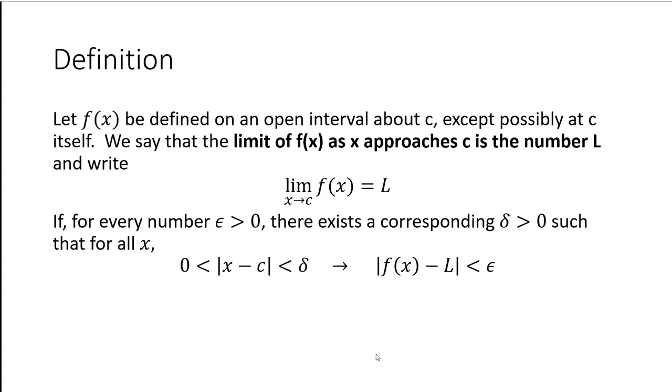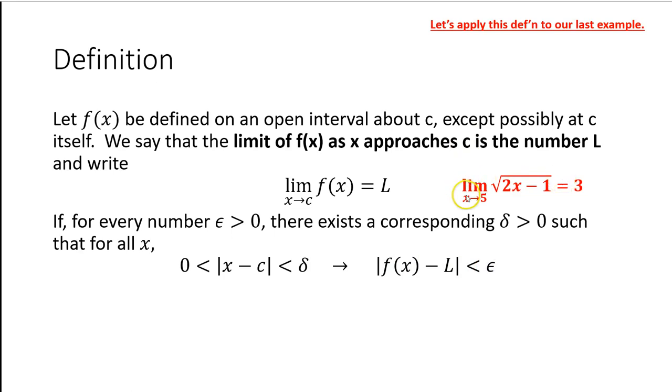So let's see what we're leading up to. This should be very, very familiar to everybody. Let f of x be defined in an open interval about c, except possibly at c itself. We say that the limit of f of x as x approaches c is the number L, and we write the limit as x goes to c of f of x equals L, if for every number epsilon greater than 0, there exists a corresponding delta greater than 0, such that for all x, 0 less than the absolute value of x minus c less than delta implies the absolute value of f of x minus L is less than epsilon.